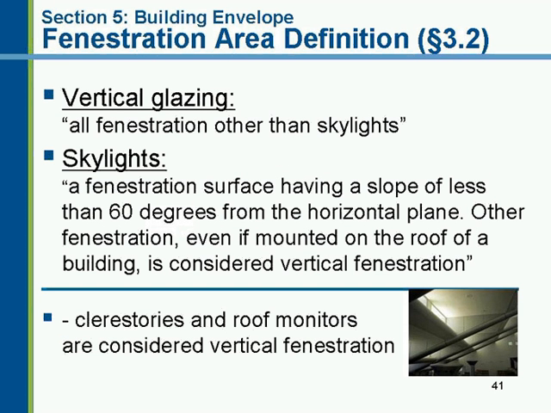There are 2 types of fenestration: vertical glazing, which is everything that's not a skylight, and skylights. And skylights are fenestration that have a slope of less than 60 degrees, and this is measured up from the horizontal plane. So anything else, even if it's on the roof, is considered vertical fenestration. So for example, you'll have clerestories or roof monitors. It doesn't matter that they're above the ceiling, it's the angle that they're installed at.